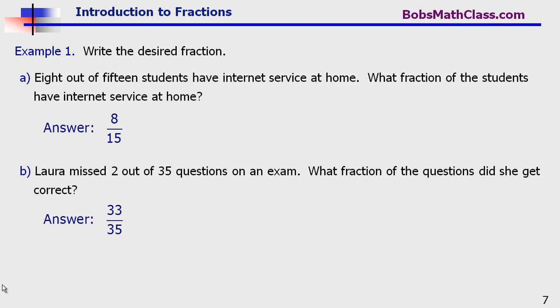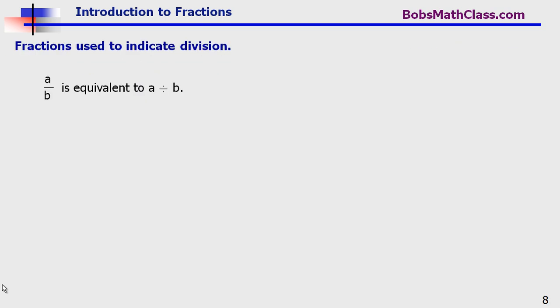Okay, let's move on. Fractions are also used to indicate division. A over B is equal to A divided by B. Simplify 40 over 5. Well, that means 40 divided by 5. And we'll do the division here.